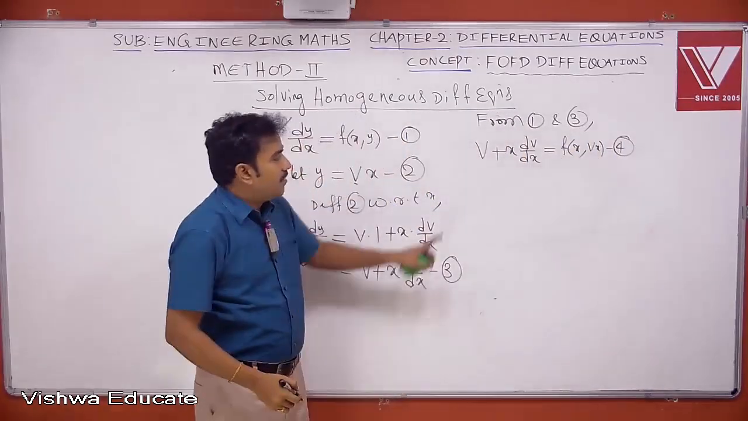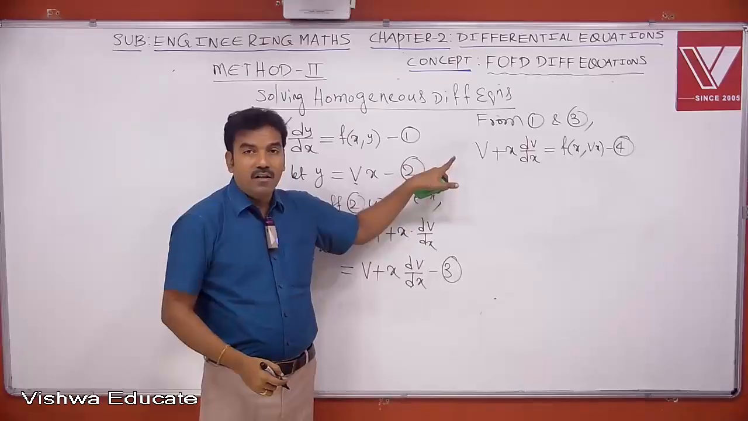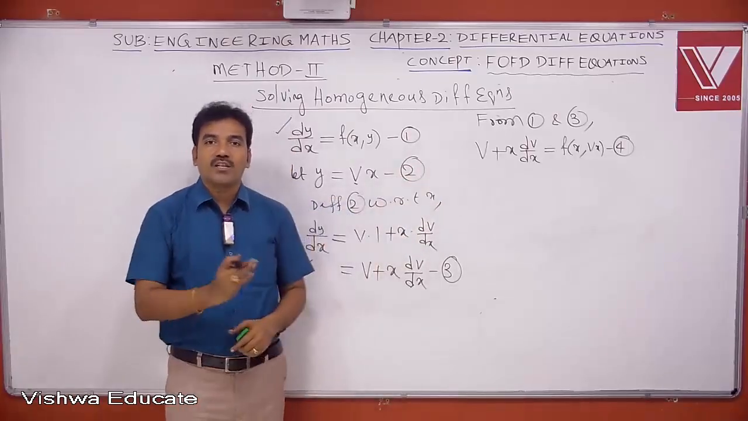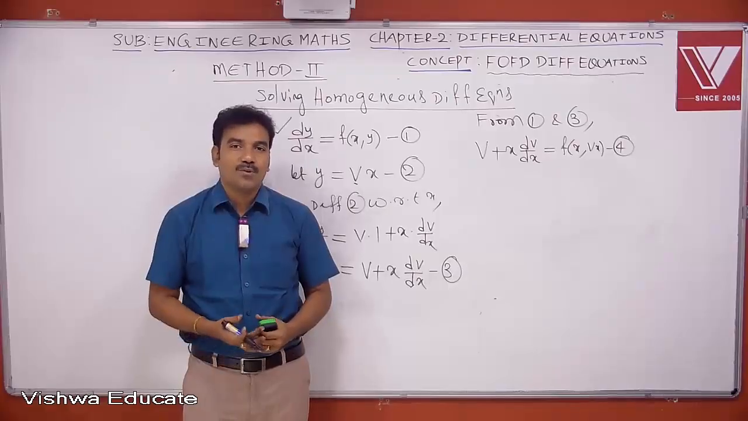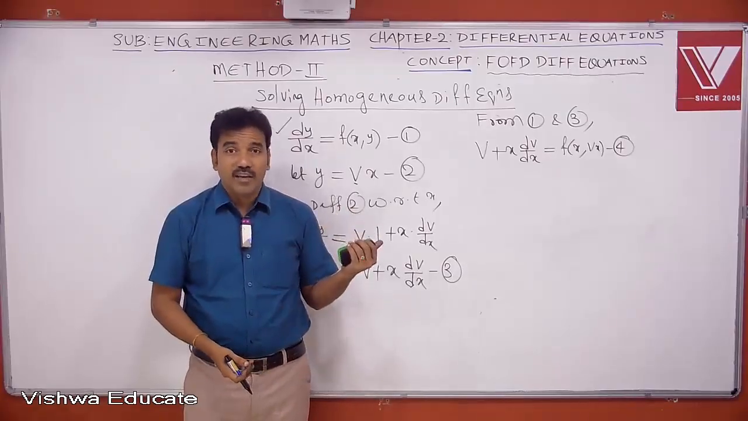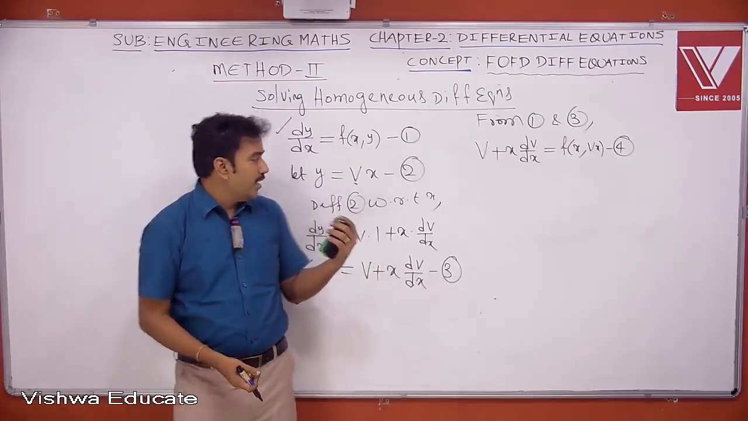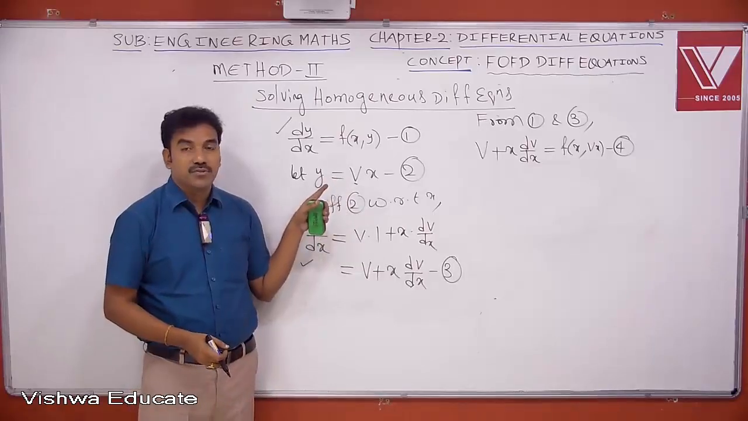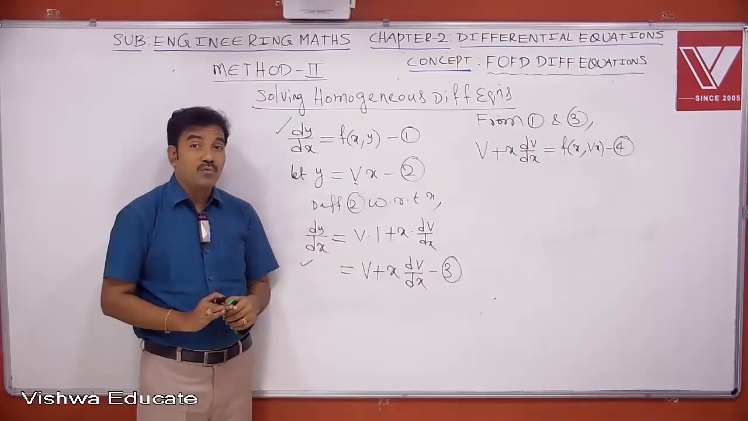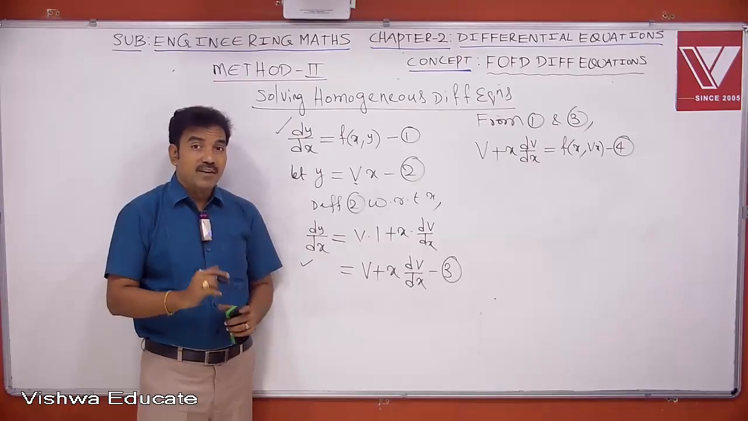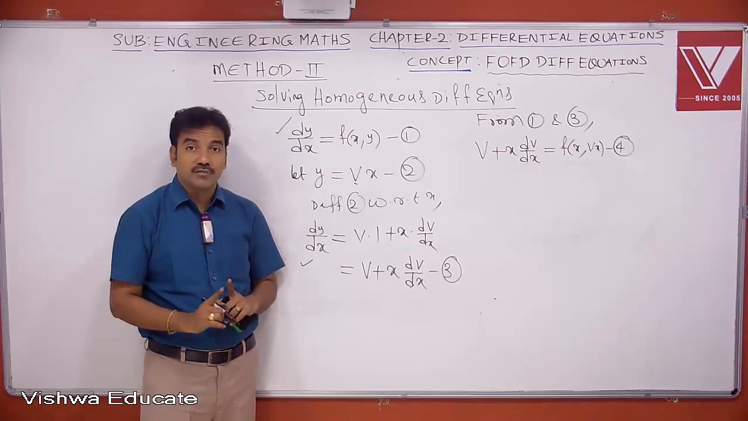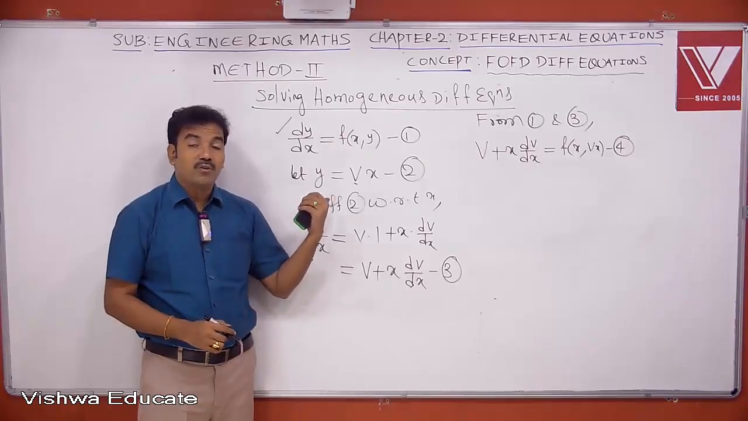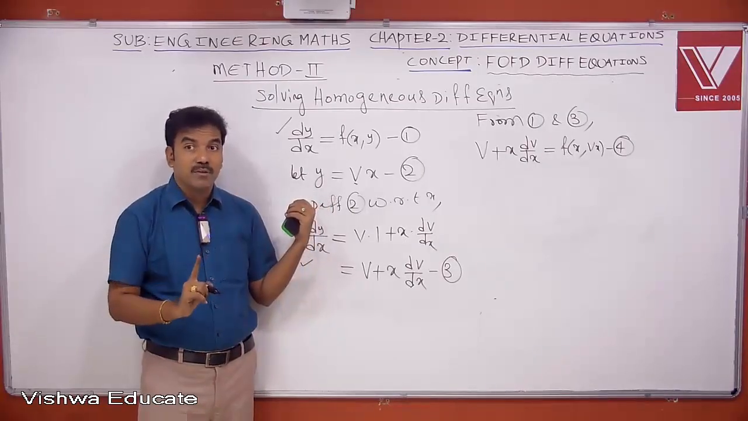Now let us see, equation 4 is flexible enough to separate the variables, v on one side and x on the other side. Just to separate the variables, we have taken y equal to vx. Got it? But don't take y equal to vx to solve just any first order equation. If it is a homogeneous function of degree 0, that is, if the equation is a homogeneous differential equation, then when you take y equal to vx, definitely the variables will be separated.